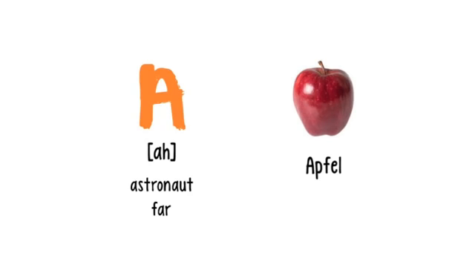Let's start with the first letter, A. Please repeat after me. A. The letter A is pronounced like the A in the word astronaut, and in the longer version it sounds like the A in the word far. Your first German word is Apfel, which means apple.